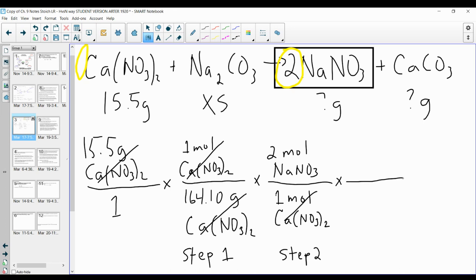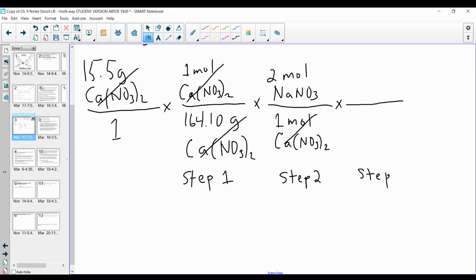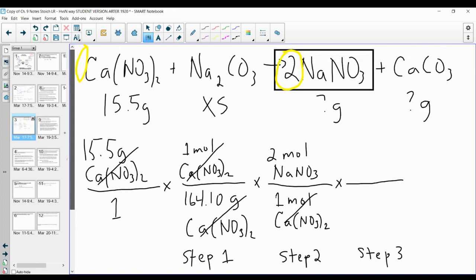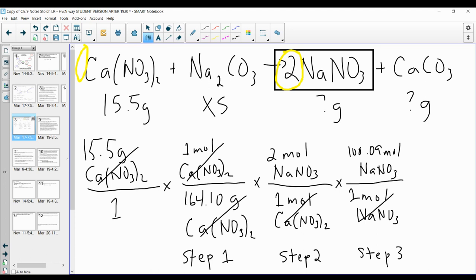I can now do my step 3, which is going to be to multiply by the units that I would like to be in. So I need to be in grams, so that means I want to cancel moles. So mole will go on the bottom. And I want to be in grams, so I need to go to that periodic table, find the molar mass. And I can now cancel those out. Again, the 100.09 just comes from adding up 1 sodium, 1 nitrogen, and 3 oxygen.